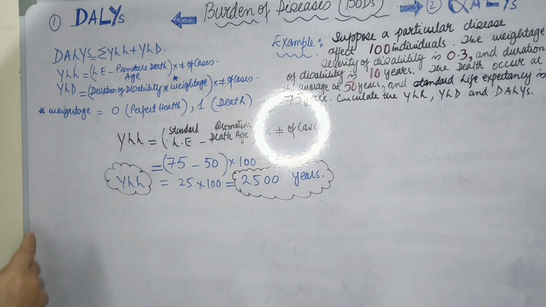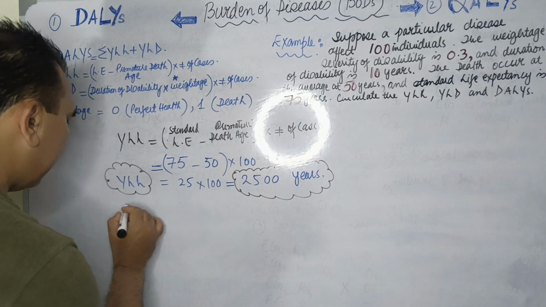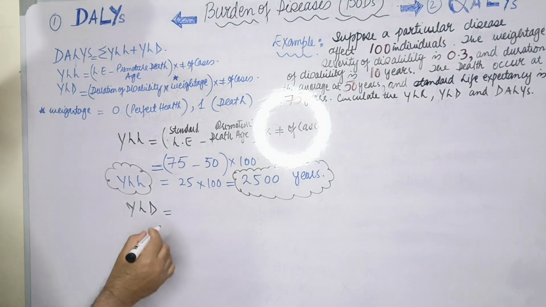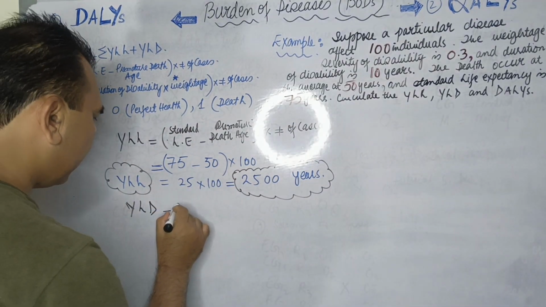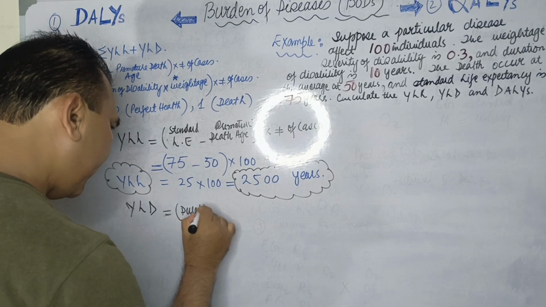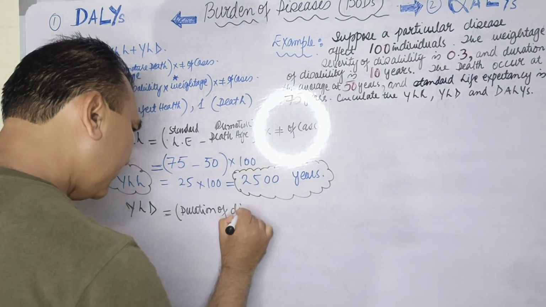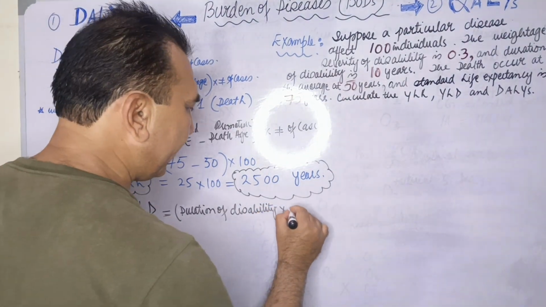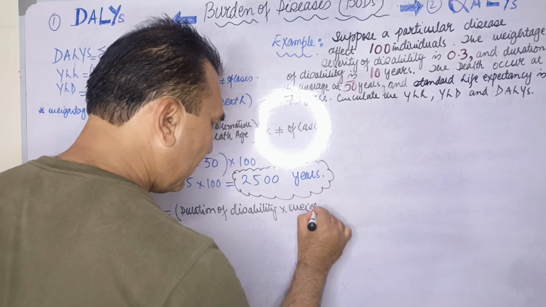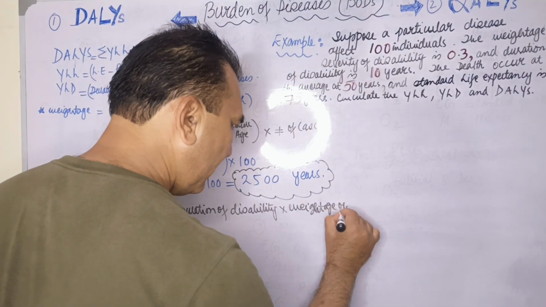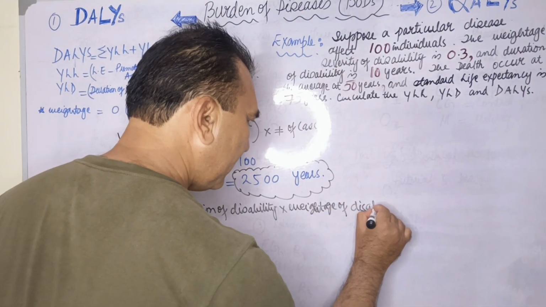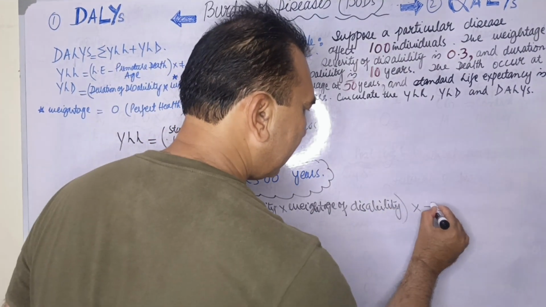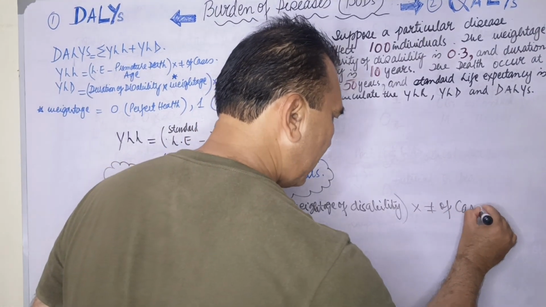Now we will do the second part. The second part is the YLD, the years lived with the disability. What was the formula for that? Duration of disability, multiplied by weightage of disability, and multiplied by the number of cases.